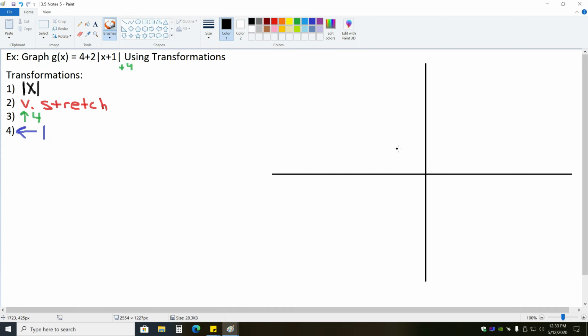So if we start graphing this, our parent function is the absolute value of x. That looks like a v. And remember, these are just rough sketches. They don't have to be perfect. Now we have a vertical stretch. So all of our y values are getting pulled away from the x-axis. So this graph is going to get pulled up like this.